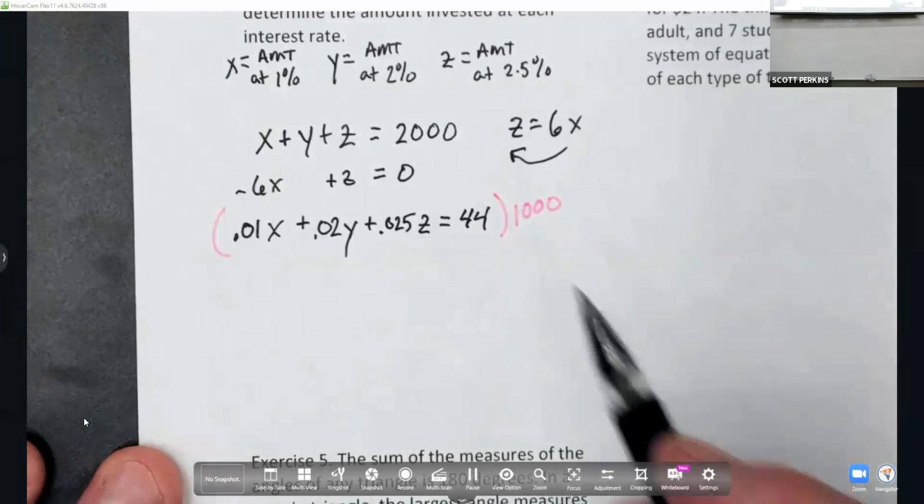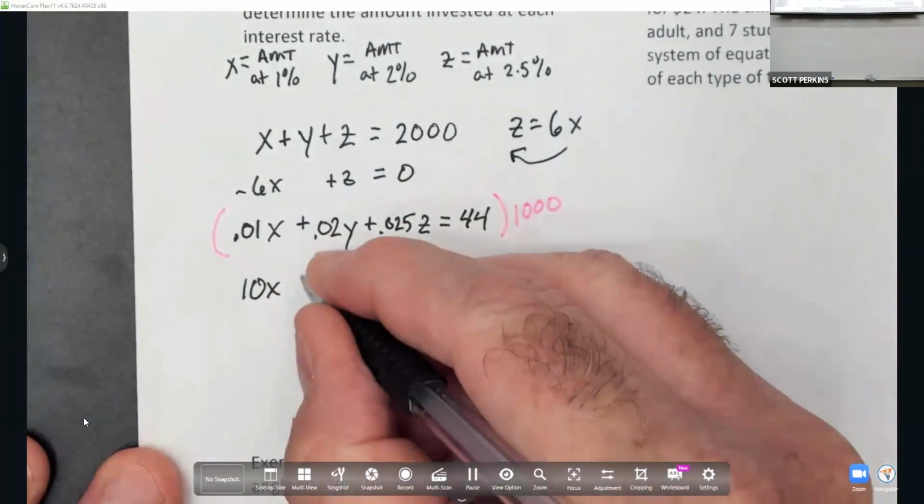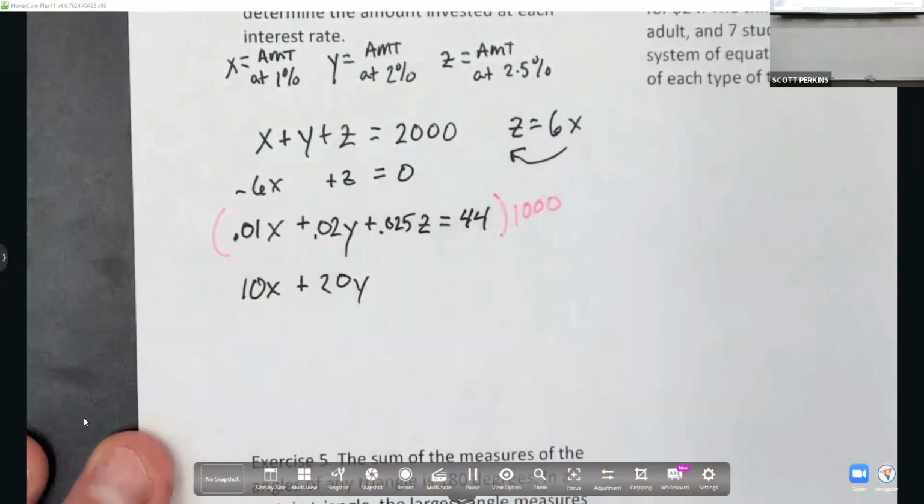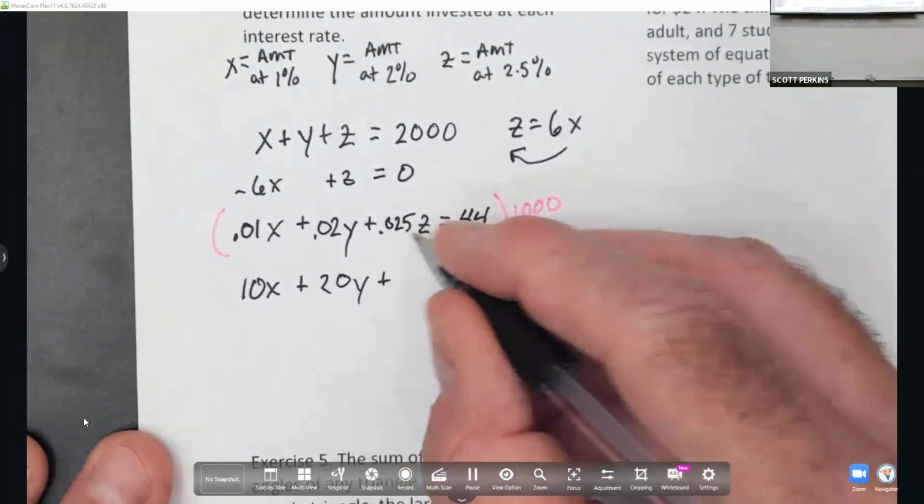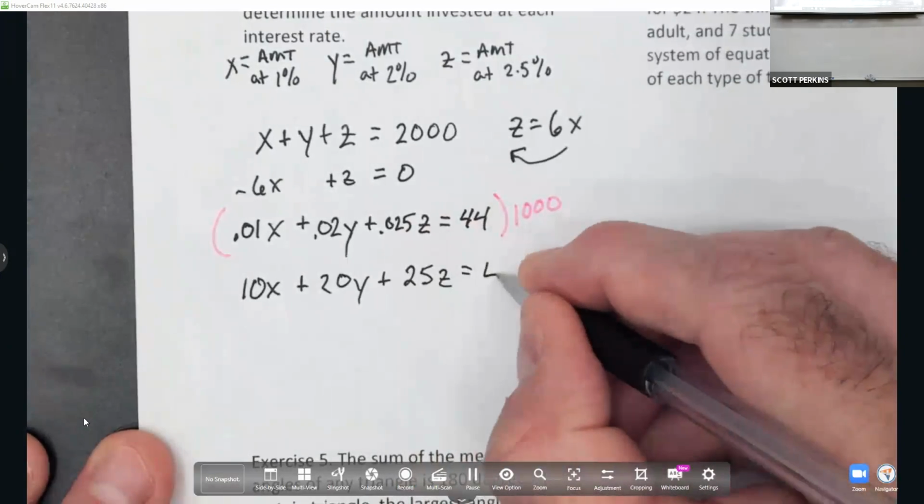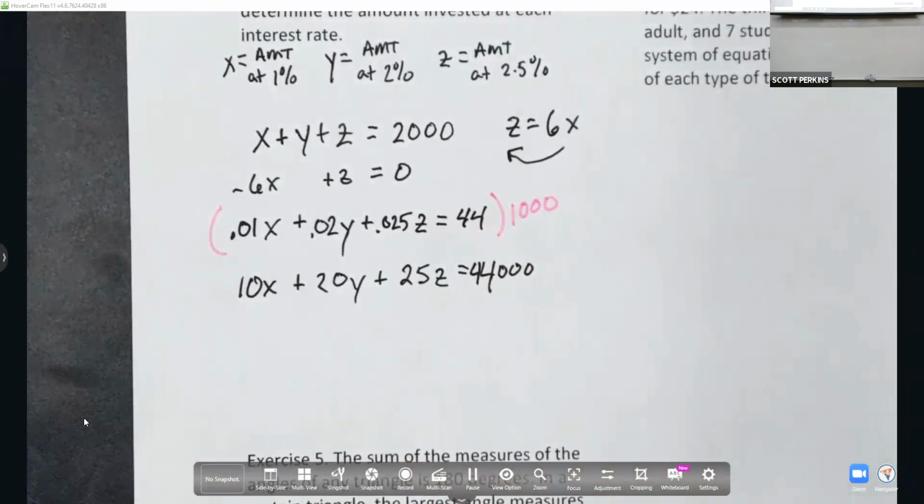So what that makes is 1,000 times 0.01, that is 10x. 1,000 times 0.02, that is 20y. And then 1,000 times 0.025 is 25z. And then 1,000 times 44 is 44,000. Now I have 3 equations. I've got no decimals, and you can just go now and eliminate in the usual way. I'm going to leave that part for you to do if you want to do your homework, or you don't have to if you feel super confident about your ability to solve such things.